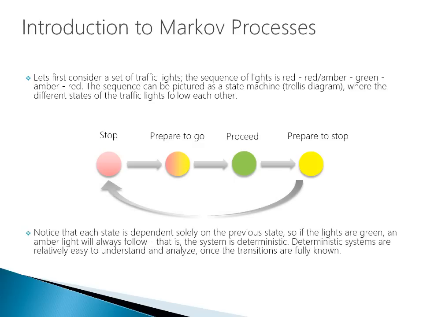Now notice that each state is dependent solely on the previous state. So if the lights are green, an amber light will always follow. That is, this system is deterministic. And these deterministic systems are relatively easy to understand and analyze once the transitions are fully known. The system is referred to as an observable Markov process.